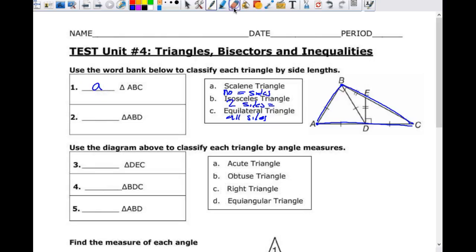ABD. A, B, D. Look at this. Do you see how we have the three same congruency ticks? That means this is an equilateral triangle because all three sides are the same. Moving on.